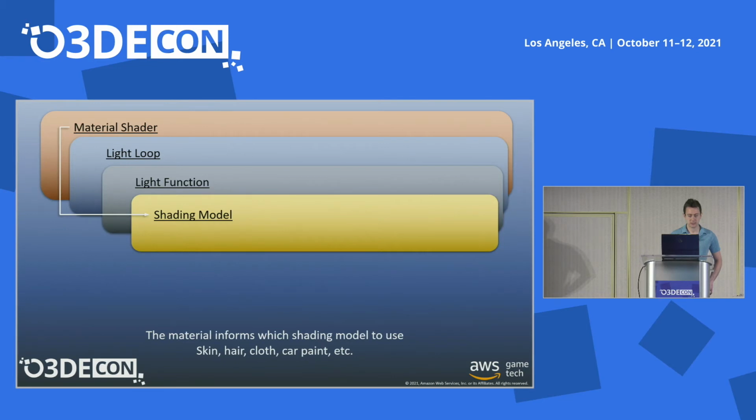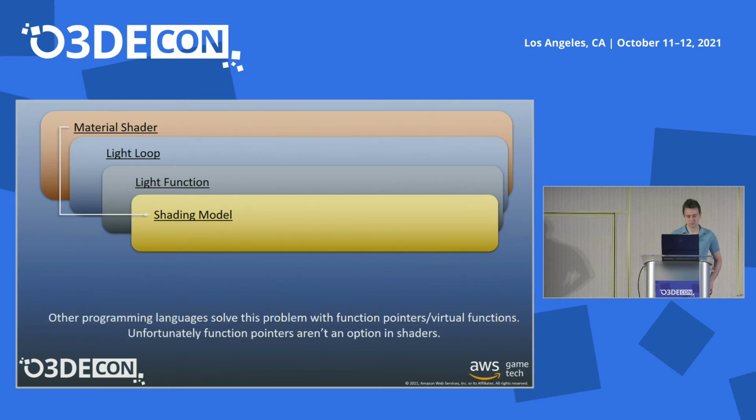And the problem is that the shading model here is defined by the material shader. So if you have a material, a skin material or a hair material, you want that to define the shading model. But unfortunately, you're going to have to duplicate this lighting code, the light loop and light functions, and that's quite a bit of waste.